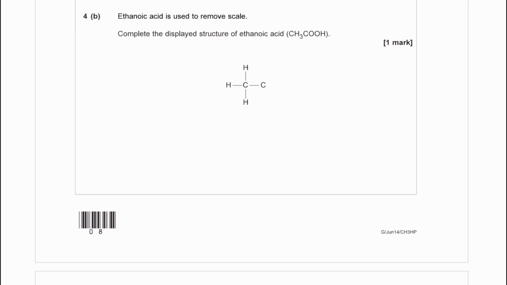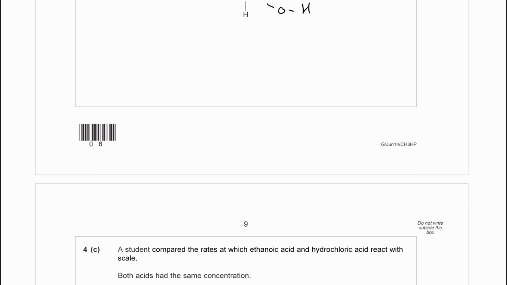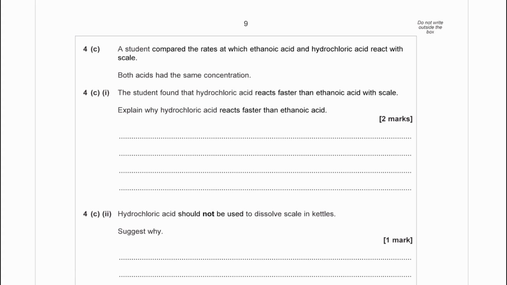Easy enough. In 4b, it says ethanoic acid is used to remove scale. Complete the displayed structure of ethanoic acid. Right, and we know that ethanoic acid is CH3COOH. Now, an acid group is a carbon doubly bound to an oxygen and also singly bound to an alcohol group. So I'm going to have a double bound oxygen and a singly bound alcohol group, and that is the displayed formula. Alright, simple enough. Let's move on.